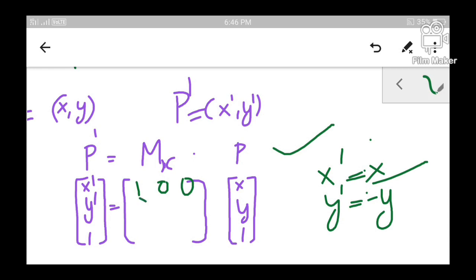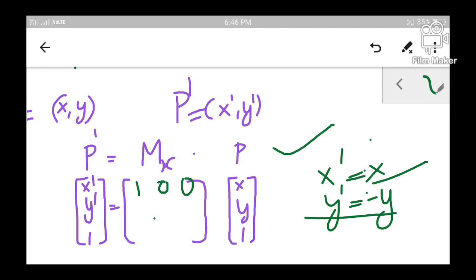Let us multiply 1 into x plus 0 into y plus 0 into 1. When you multiply these values together, the result you get is x dash equal to x. Now let us write the second row. Second row can be obtained like this. I am going to write the values in such a way that when the second row is multiplied by the column matrix, you will get the equation y dash equal to minus y.